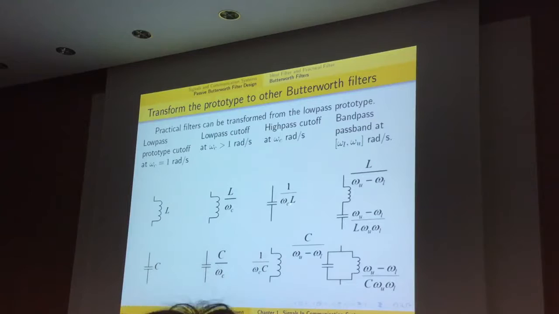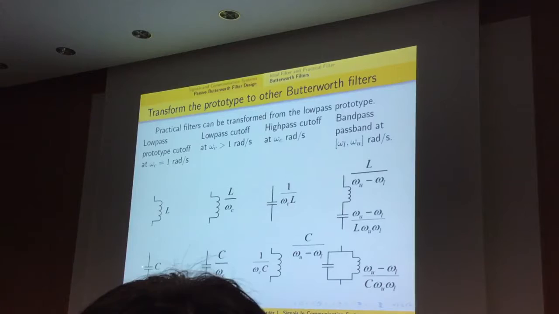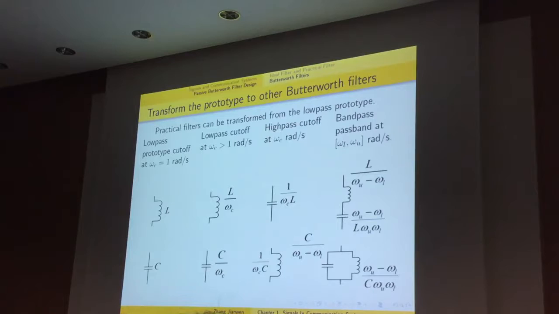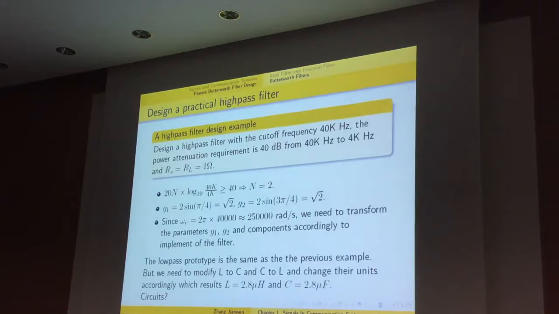So how we do the transformation, as I showed you just now from this table. Originally it's an inductor and becomes a capacitor, and its value is modified by this equation. Originally it's a capacitor, now it becomes an inductor with its value modified by this one. Okay, so first step. Again, we need to find out what's the corresponding cutoff frequency. Again, resist the temptation to use this 40k directly. You must multiply it with 2 pi, which gives you 250k radians per second.